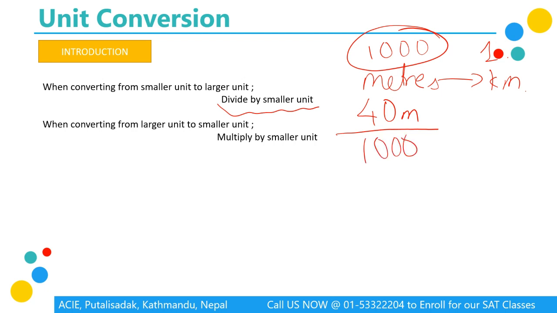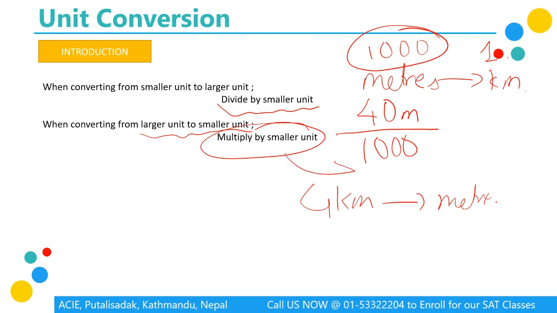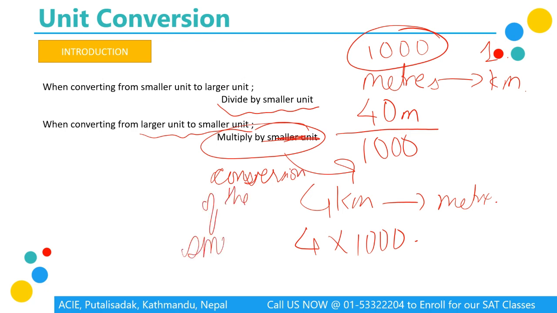Now when converting from larger unit to smaller unit, for example 4 kilometers to meters मा लग्ने हो भने we're going to multiply by the smaller unit, which is again 1000. So 4 into 1000. So instead of writing smaller unit, maybe I should have written conversion unit of the smaller unit. But I think we all got the point over here. So सानोबाट ठुलो गर्दाखेरि सानोको कन्भर्जन युनिटले डिभाइड गर्ने, बट ठुलोबाट सानो गर्दाखेरि सानोको कन्भर्जन युनिटले मल्टिप्लाई गर्ने.